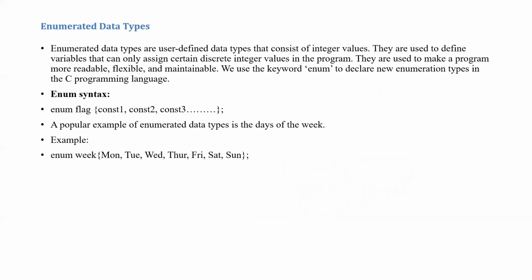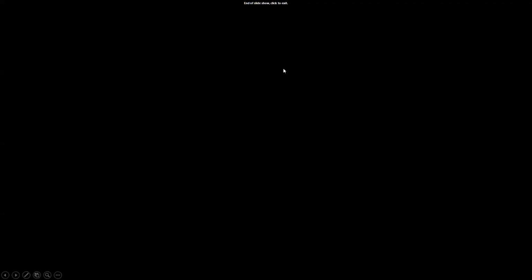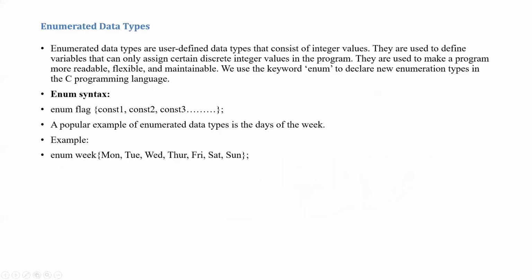So there is another data type called the enumerated data type, enum. It is also a user defined data type which has integer values. Where can we use it? If we have a discrete, constant number of values. For example, in a week, I can find 7 days only. Sunday, Monday, Tuesday, Wednesday, Thursday, Friday, Saturday.